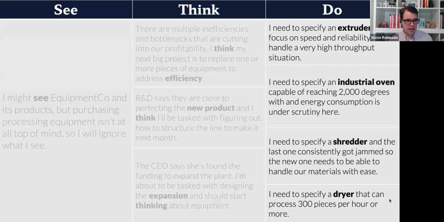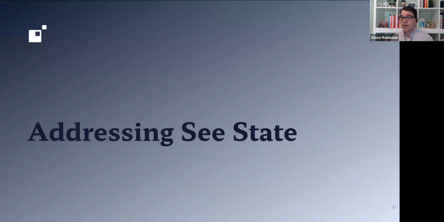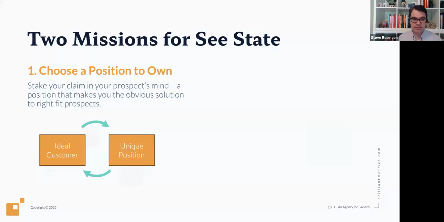Okay, moving on. Let's talk about how we address each one of these journey states to have a really effective demand gen program. We'll start with C state. The first thing in C state is to choose a position to own in the buyer's mind. You're going to be in front of these prospects, your target market, on a regular basis. If you want to make an impression, if you want to own a piece of their mind, you need to make it very clear which piece of mind you're working to own. You need to stake a claim.